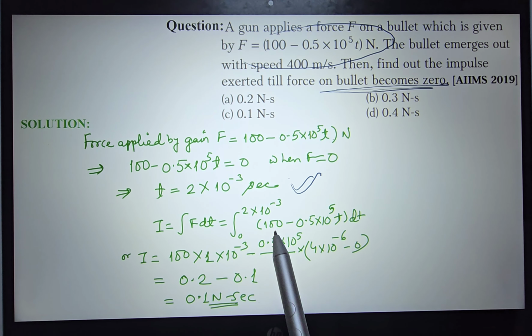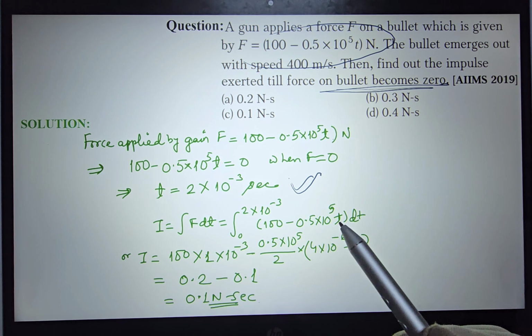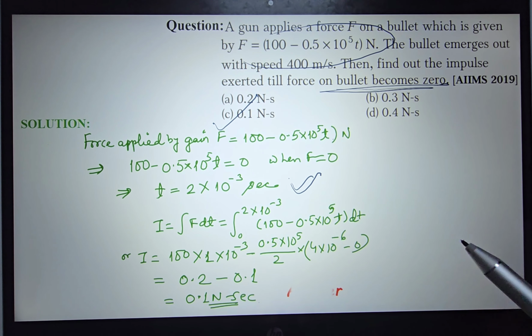With the value of f, that is 100 minus 0.5 into 10 raised to power 5 t dt. Now if you are solving this, putting the values, you are getting the value of 0.1 Newton second. It means answer is C, right? So this is the final answer, right?